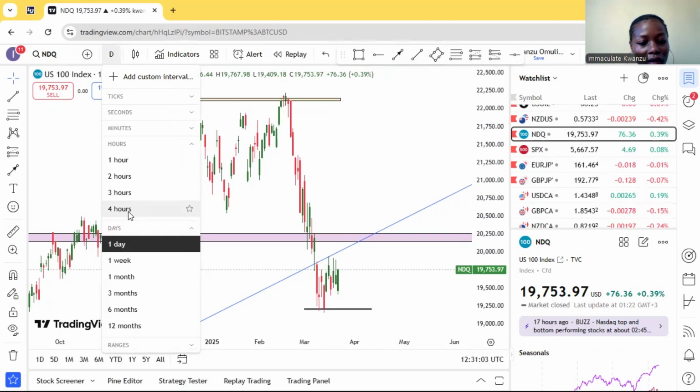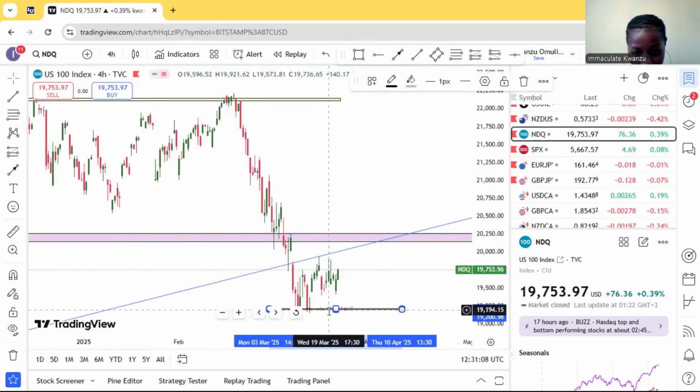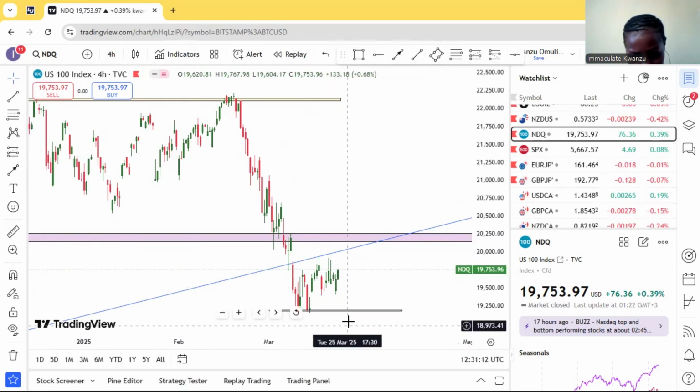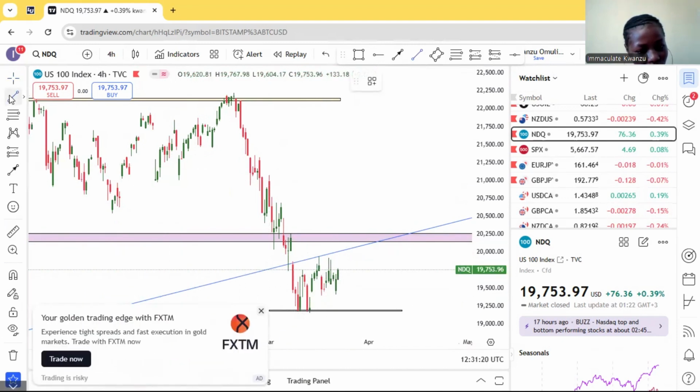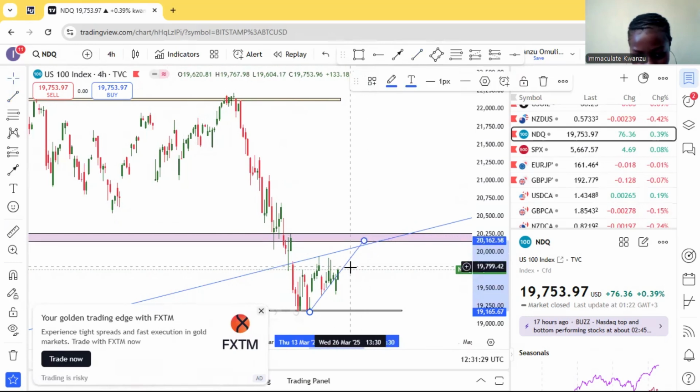So going on the 4 hour, for me, I'll wait for the break and retest of this level before I can look for sell opportunities. Otherwise, in here, it's not very safe for a swing trader like myself. Because listen, if I were an aggressive trader, I would have already bought this market right here, at the break of this level. And right now, I would be negative.